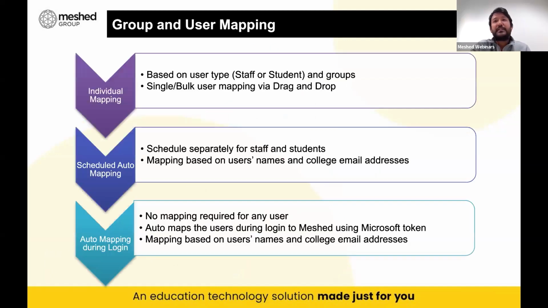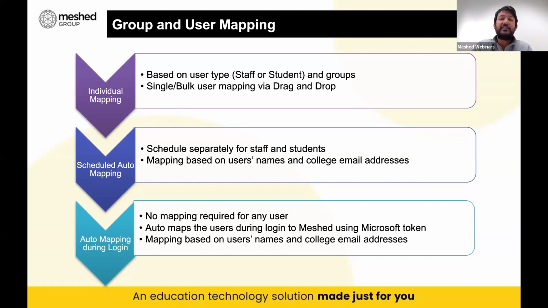So group and user mapping, as I mentioned before. There will be certain groups in Microsoft, and then there will be certain users under those groups. You may not want to offer the SSO for a particular group or particular user, so you can specify what group and what user you want to map. There are certain ways to do the mapping.